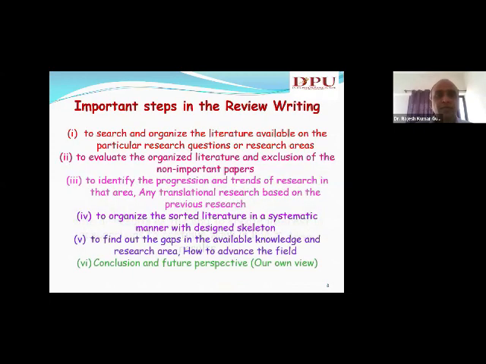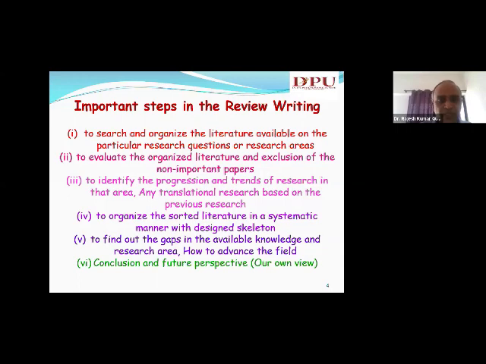So, what are the important steps in review writing? Number 1, to search and organize the literature available on the particular research question or research area, and to evaluate the organized literature and exclude the non-important papers. Normally we should limit ourselves to papers from the last 5 years so that we are up to date with the current research that is going on. Of course, we have to take old papers also, as those are important and have substantial information.